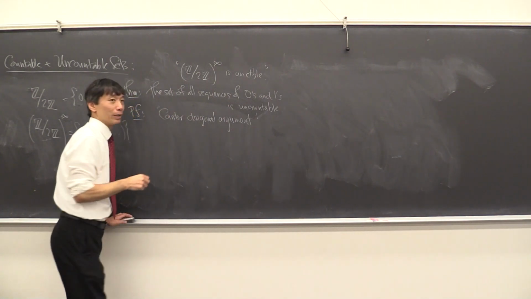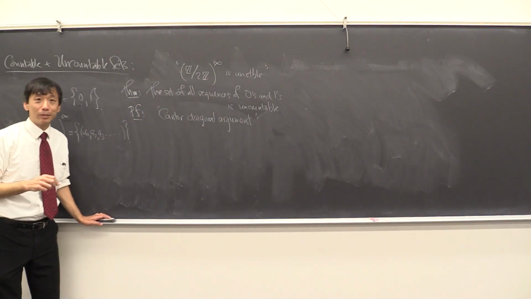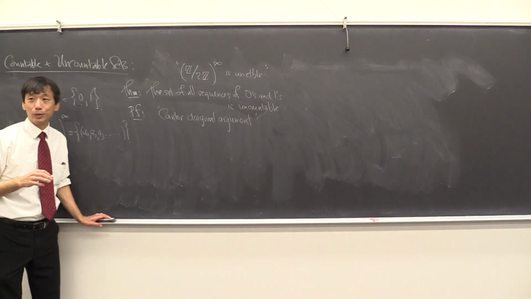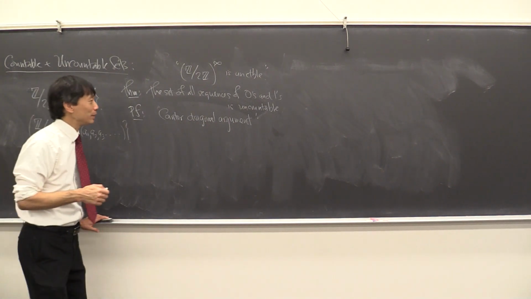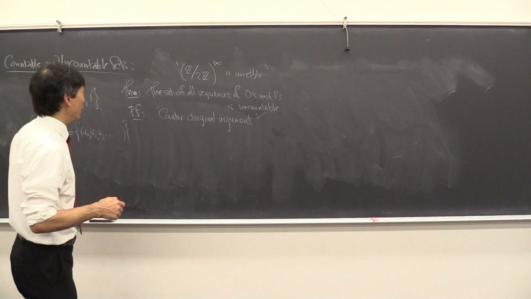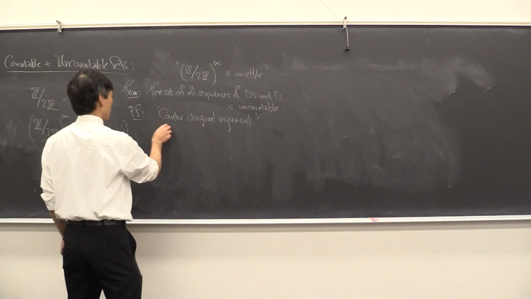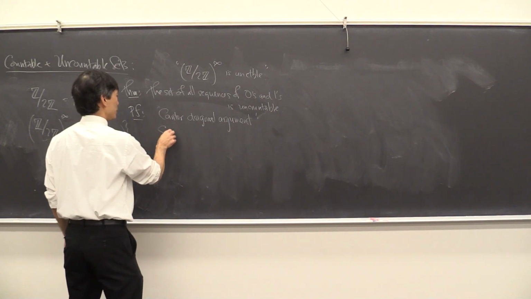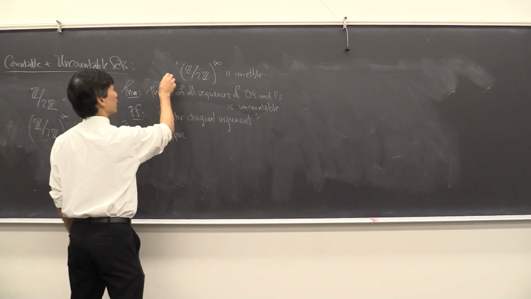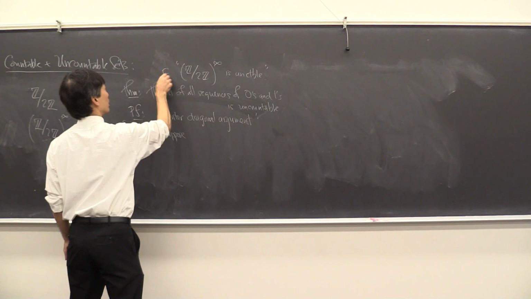Cantor's diagonal argument. Does anybody know that offhand? Like how you use Cantor's diagonal. Okay, so here's how it goes. We're going to do it by contradiction. Let's call this set E.